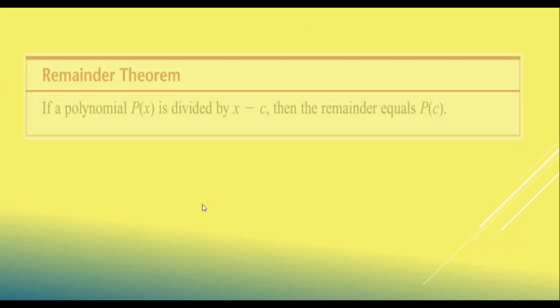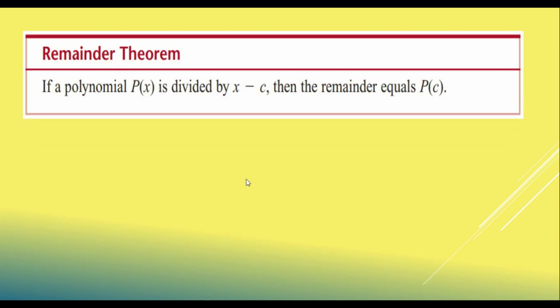Next is the remainder theorem. If a polynomial p of x is divided by x minus c, the remainder equals p of c. It means there is a polynomial function p of x of any degree, and you are dividing the polynomial by a binomial x minus c. If you want to find the remainder, directly put this value c in place of x and check whether the answer is 0 or non-zero. If 0 is the answer, then the remainder is 0.